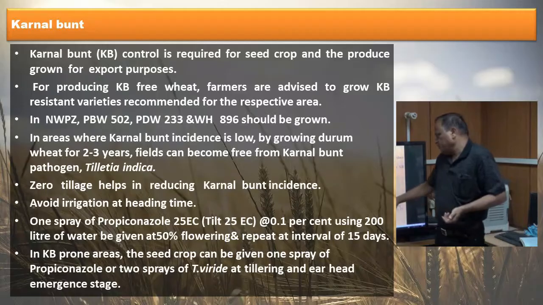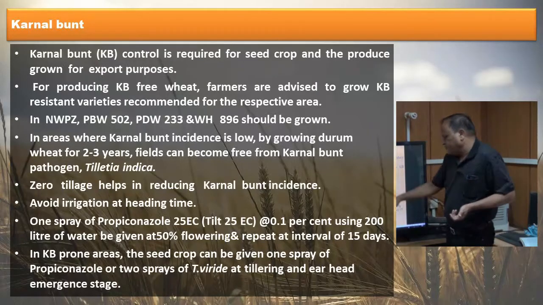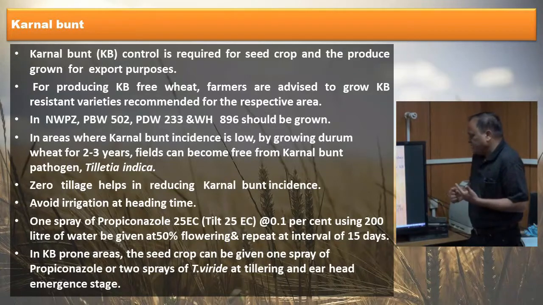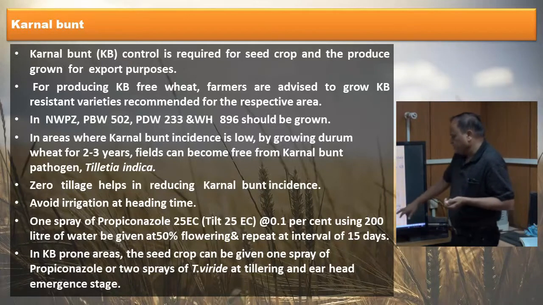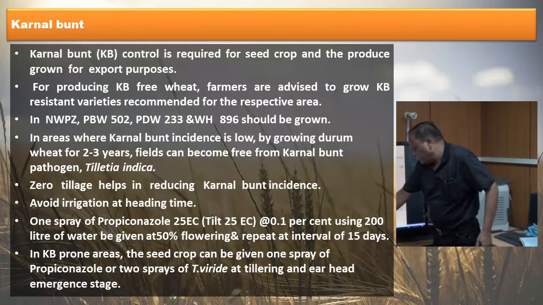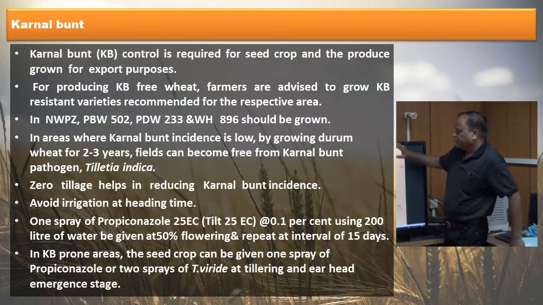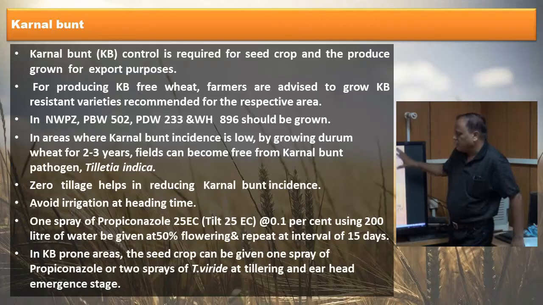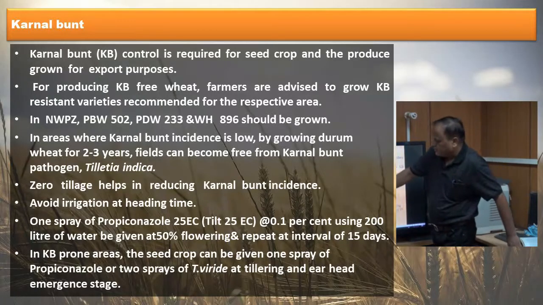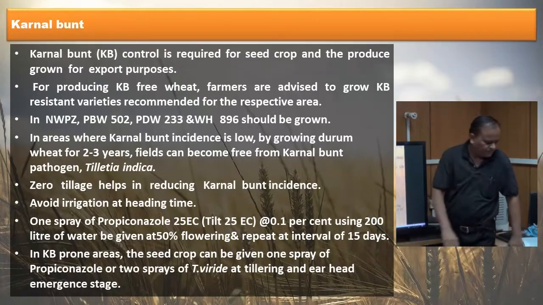Now, in kernel bunt prone areas, the seed crop should be given 1 spray of propiconazole or 2 sprays of T. viride at tillering and ear stage. So by applying all these, resistant varieties and chemicals or some agronomical practices, you can control the kernel bunt.